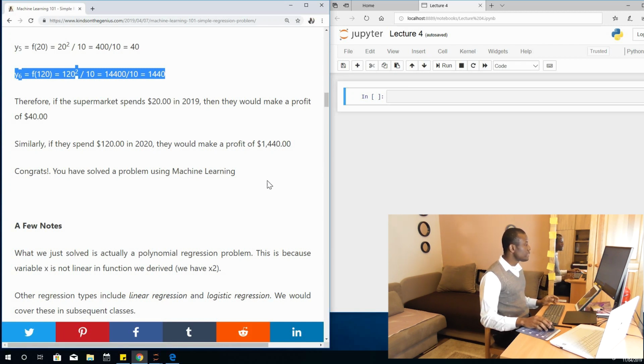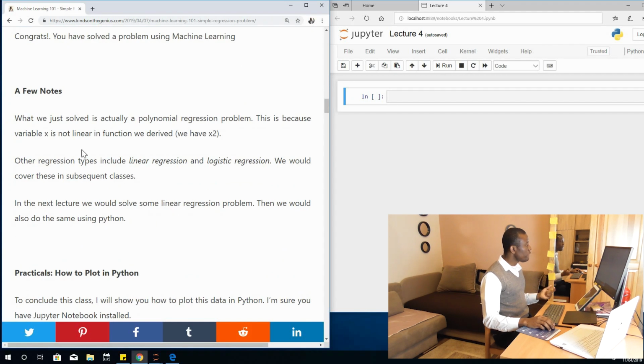So this is how it is. Other problems of regression will take exactly this form. Although we have polynomial regression and multiple regression, this is basically the idea of how it works. Now a few notes. What we actually solved is a polynomial problem, because the variable x has a power of x squared. So it's actually not linear regression, but a polynomial regression problem.